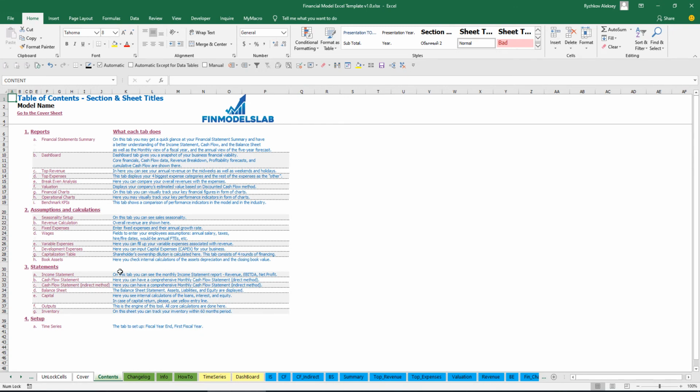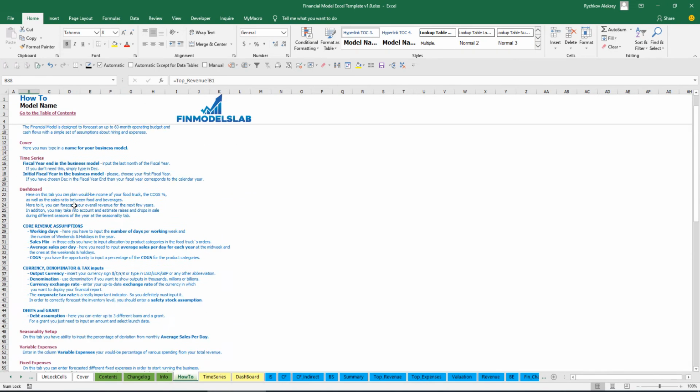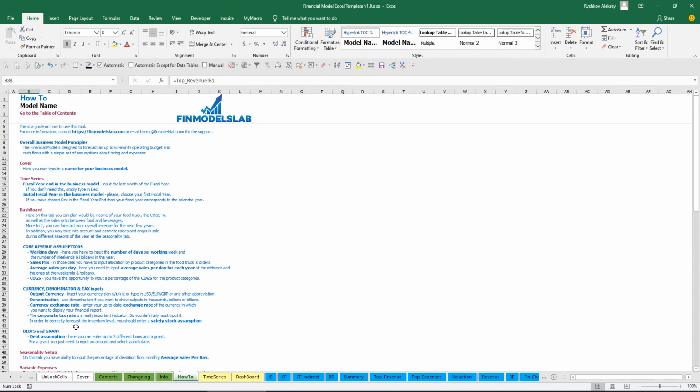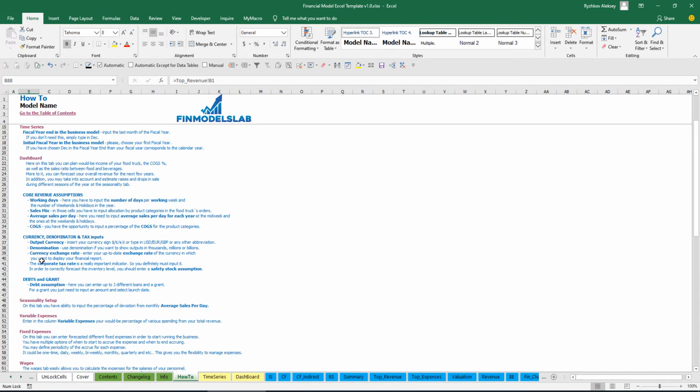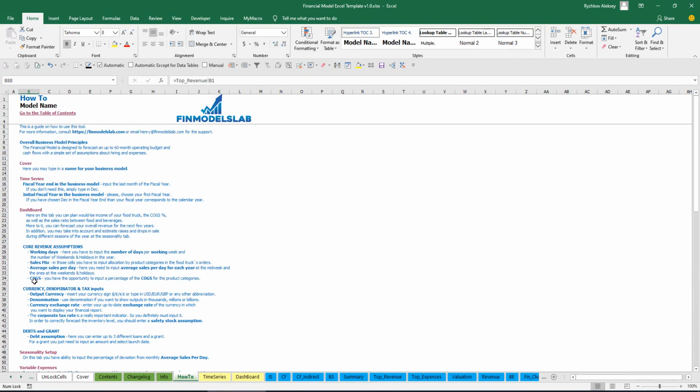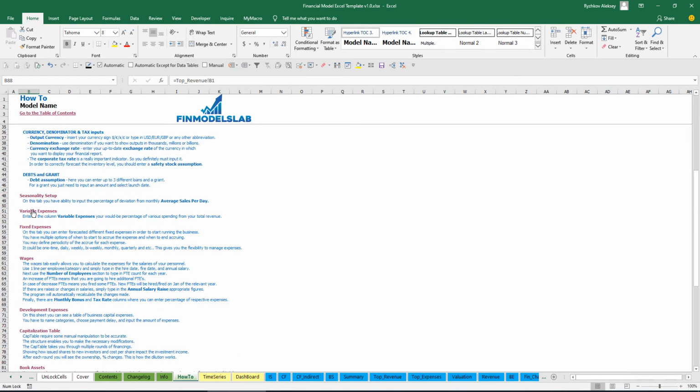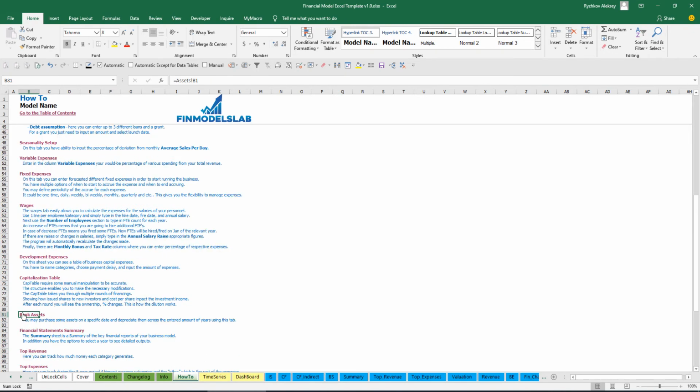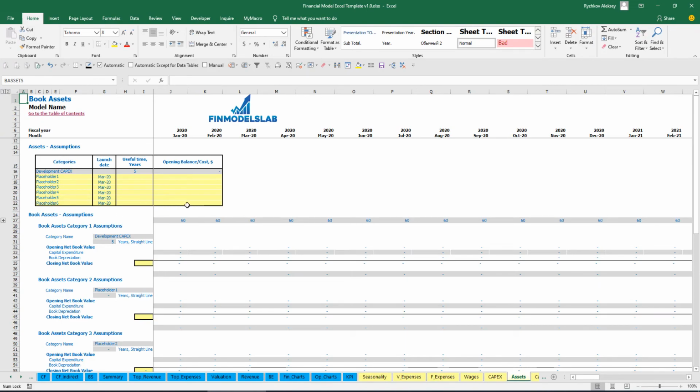There is a short explanation about what each tab does, but if you want to know more, you can go to How To and see a more detailed explanation of what each tab does and what inputs you may find on this sheet and what kind of outputs you may find on this sheet as well. Any header of this section is also clickable, so you may click on, for example, Book Assets and you go directly to this tab.